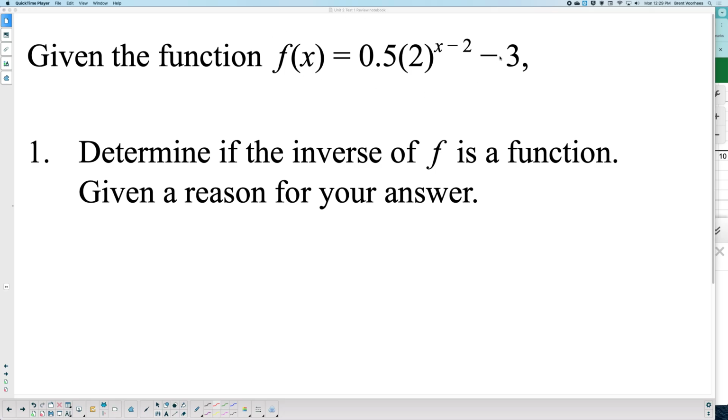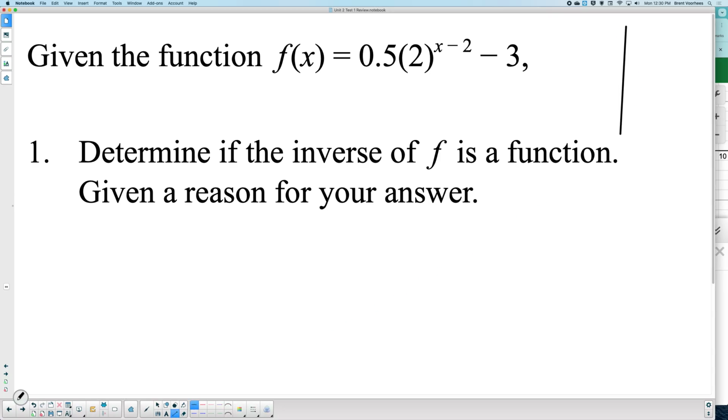So let's talk about what this would look like as a graph. What type of equation is this? Like, is it polynomial, rational, exponential? Those are the equations you learn. Exponential. Would this be exponential growth or decay? It would be exponential growth. Why is it exponential growth? Because the base is greater than 1.